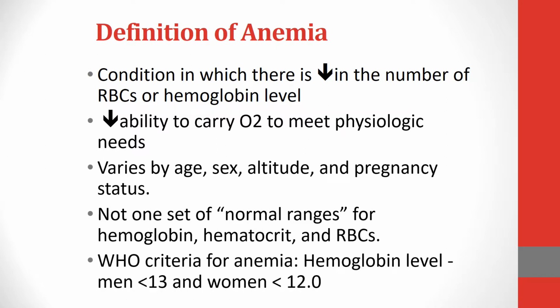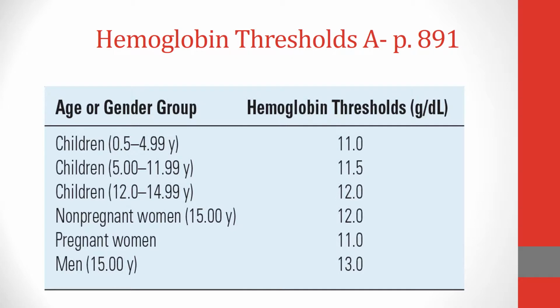The WHO, World Health Organization criteria for anemia is from your Arcangelo text, and you can see it there. Men is less than 13, women less than 12. Thresholds on page 891 by age or gender. And the biggest difference being men have a little bit higher levels of hemoglobin hematocrit, as you likely know.